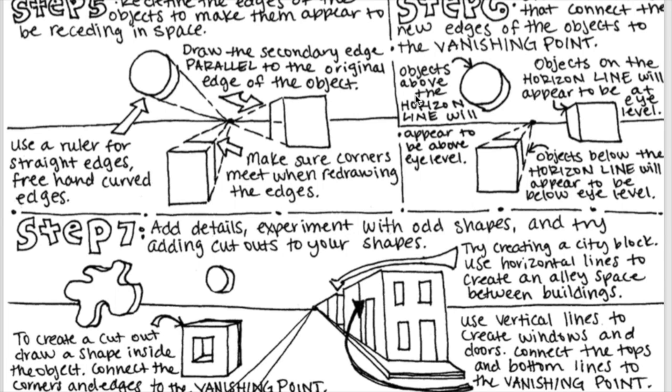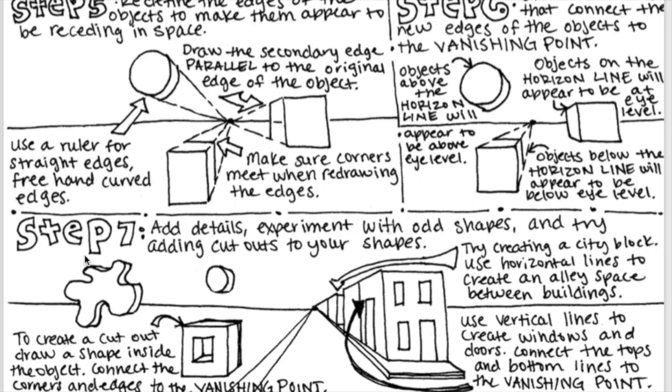And this says objects above the horizon line will appear to be above eye level. Objects on the horizon line will appear to be at eye level. And objects below the horizon line will appear to be below eye level. So that just means objects above the horizon line, it's like I'm looking up at them. Objects at the horizon line, it's like I'm looking straight out and they're at my eye level. And objects below the horizon line are things I'm looking down on, so like if I have a box on the ground.